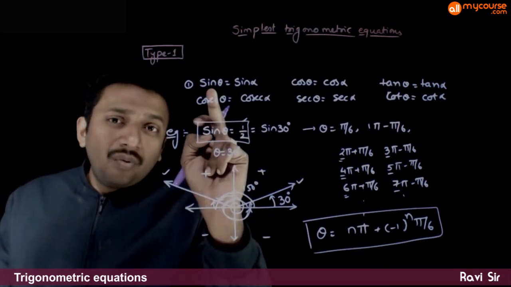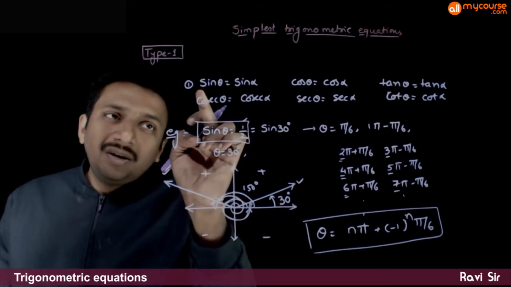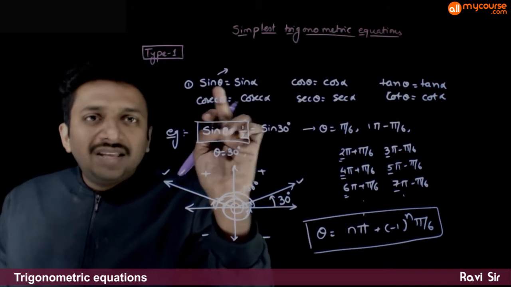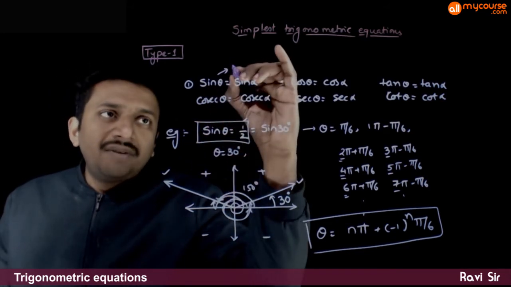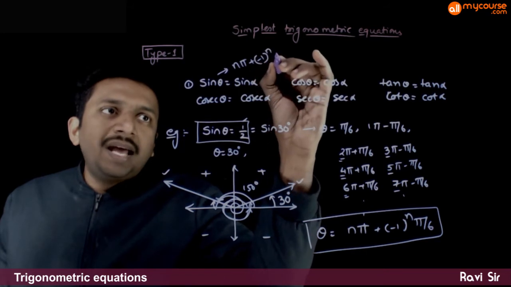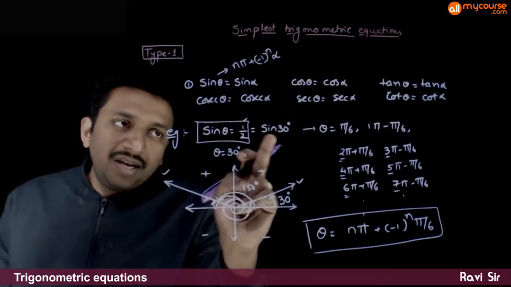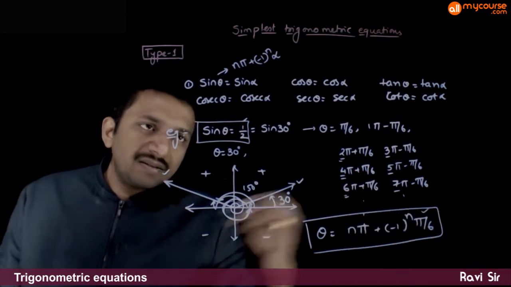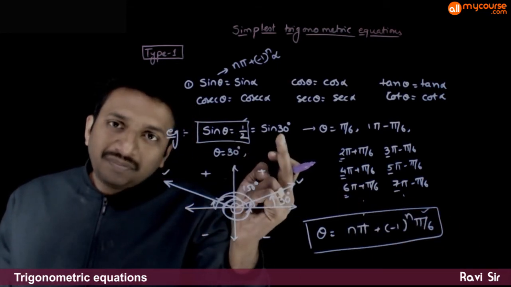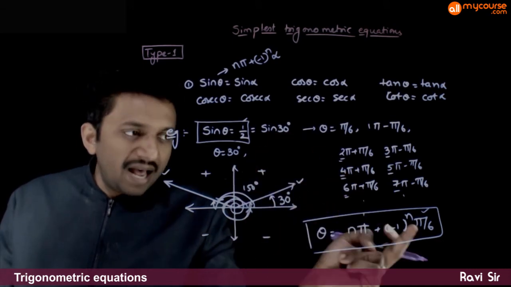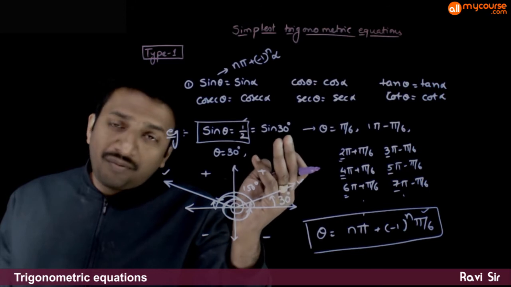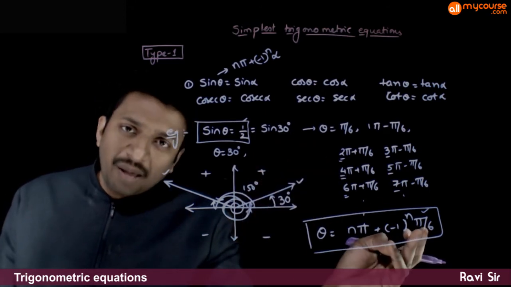If we extend the same logic to sin theta is equal to sin alpha, the solution will be theta is equal to n pi plus minus 1 whole power n times alpha. Here it is sin 30 degrees, so you got pi by 6. If this had been root 3 by 2, you get 60 degrees, so you have pi by 3 here. If this would have been 1 by root 2, you get 45 degrees, so you get a pi by 4 here.